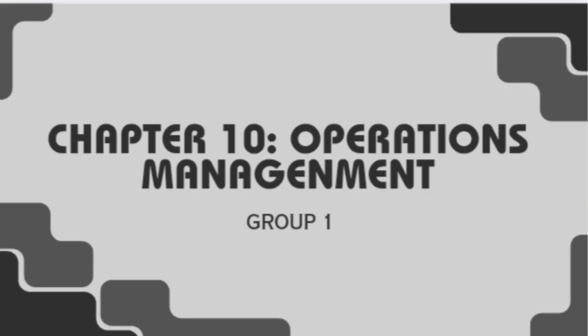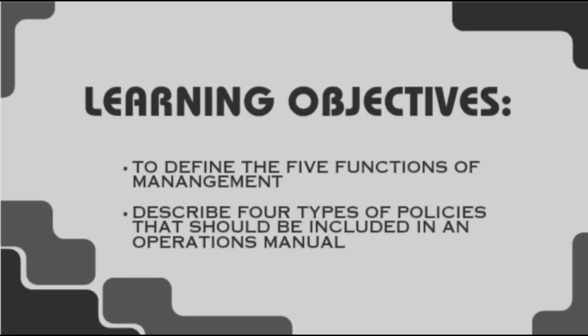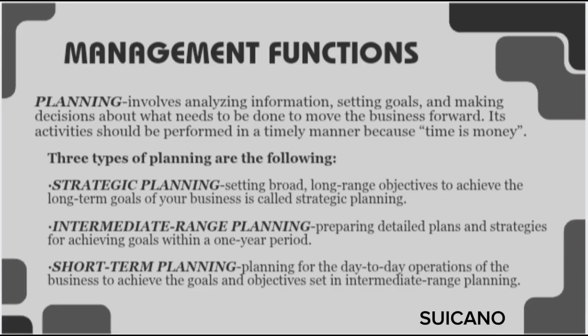Good day, everyone. So now let's move on to chapter 10, which is entitled Operations Management. The learning objectives for this chapter are, first, to define the five functions of management, and second, to describe four types of policies that should be included in an operations manual. Let us now proceed to management functions.